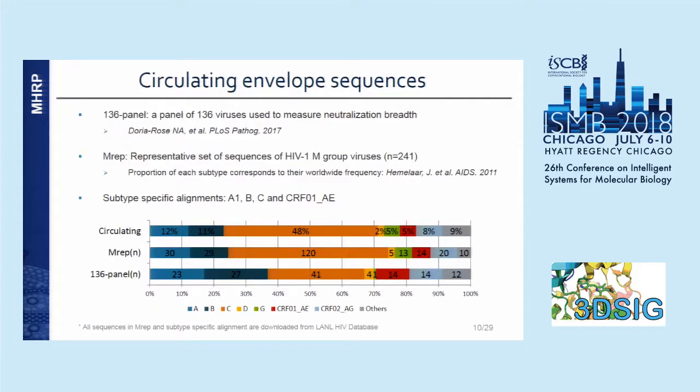We also have several sequence data sets to estimate the diversity of the epitope. The first data set is a 136 virus panel, which is the virus panel used to measure the neutralization breadth. The second data set is a representative set of HIV-1 M group viruses, in which the proportion of each subtype corresponds to its worldwide frequency. And we also have four subtype-specific alignments, for subtypes A1, B, C, and CRF01_AE.